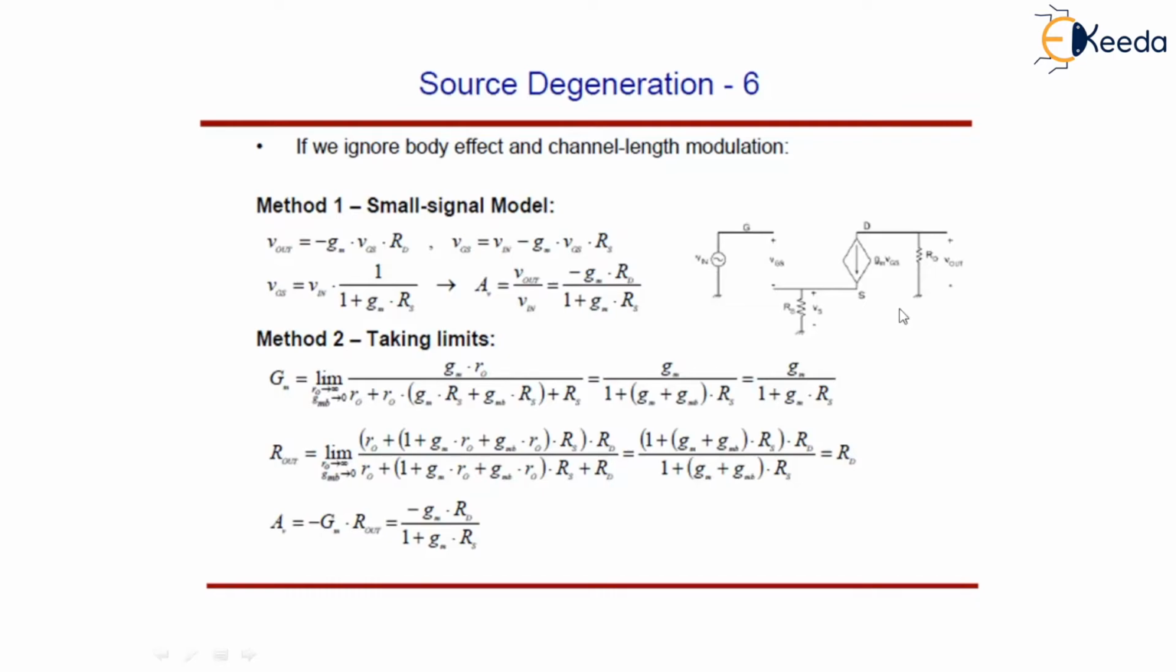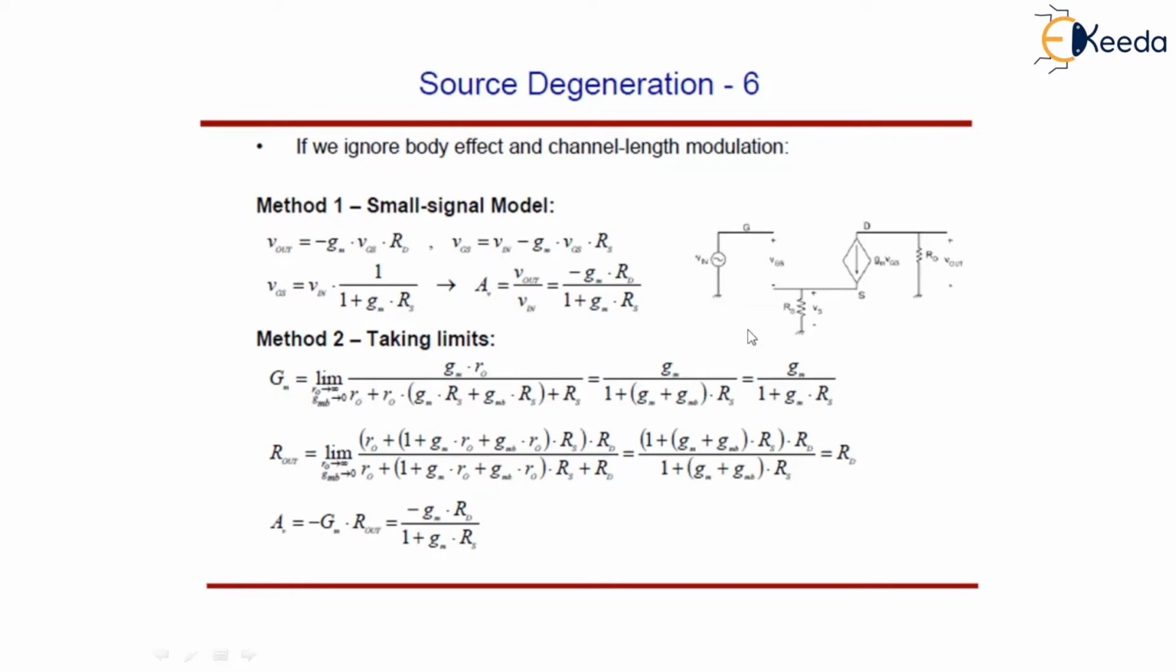Okay, we will try to find out this Vout first. This Vout is simply the voltage drop across the resistance RD, which is simply the current gmVGS into RD. Okay, negative of gmVGS into RD. Okay, this is written over here.